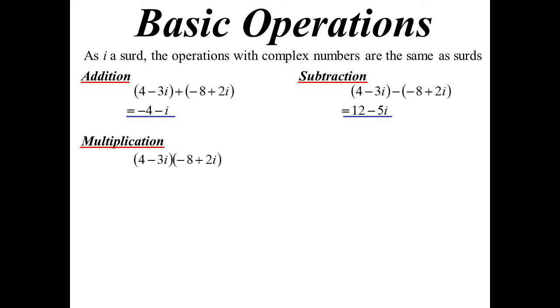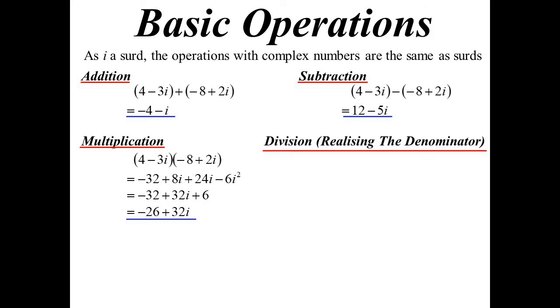Multiplication, again, just like algebra. We use our first, outside, inside, last, like our binomial product. But the difference is, once I see i squared, well, I know i squared is equal to -1. So that 6i squared is actually a real number. It's -6. The reality is I probably wouldn't write that second line down. When I'm expanding it out, I would be in my head going, oh, well, -3i times 2i, that's actually going to be +6. And then, tidying it up, -26 plus 32i. So division, and division is what we call realizing the denominator.